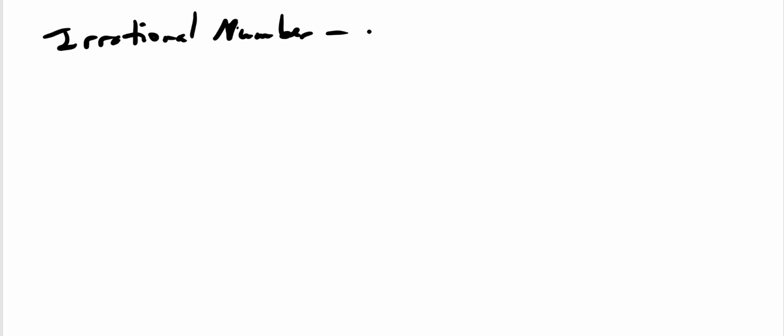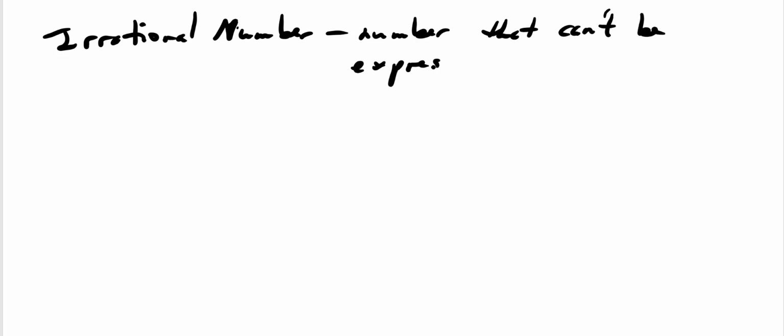So let's look at an irrational number. An irrational number is really numbers that can't be expressed as a fraction. It's the opposite of what a rational number is. So I'm just going to write this out here: numbers that can't be expressed as a fraction. Most numbers that you look at are going to be rational numbers, because all those examples I gave you before were all rational numbers.